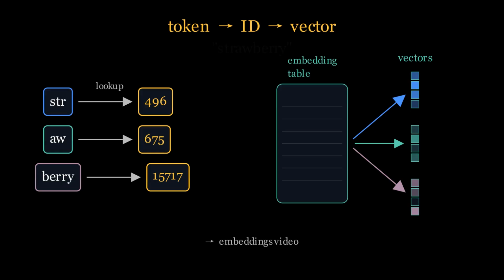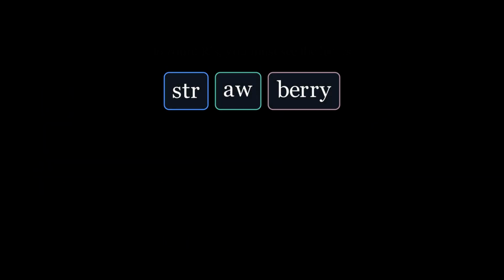But for today, notice what's already gone. By the time the model starts thinking, strawberry isn't a word, and it isn't letters. It's 3 vectors, one for str, one for aw, one for berry. And now the strawberry mystery solves itself.